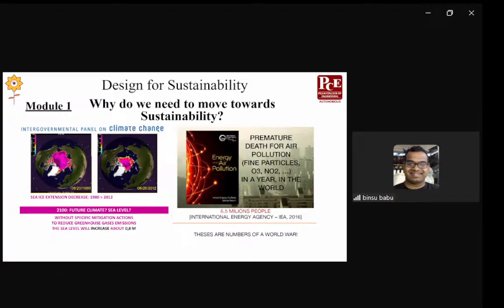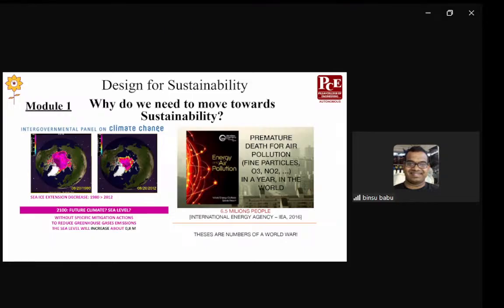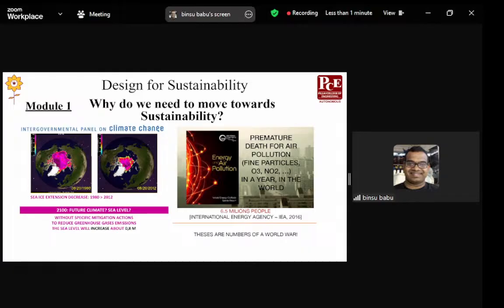That's why there are a lot of global-level meetings on this, wherein every nation promises that their carbon footprint by the end of this year would be so and so, so that they can prevent the effect of greenhouse gases on future generations. Towards the right side is a statistic from the International Energy Agency. They compare the number of death rates in the World War with deaths due to the existing air pollution, and the latter is quite higher. These are the reasons why we have to move on to sustainability.